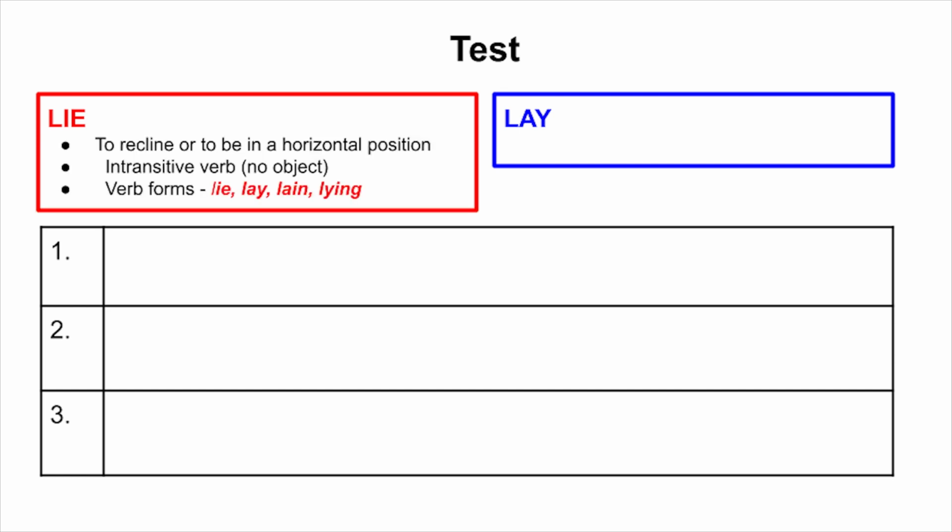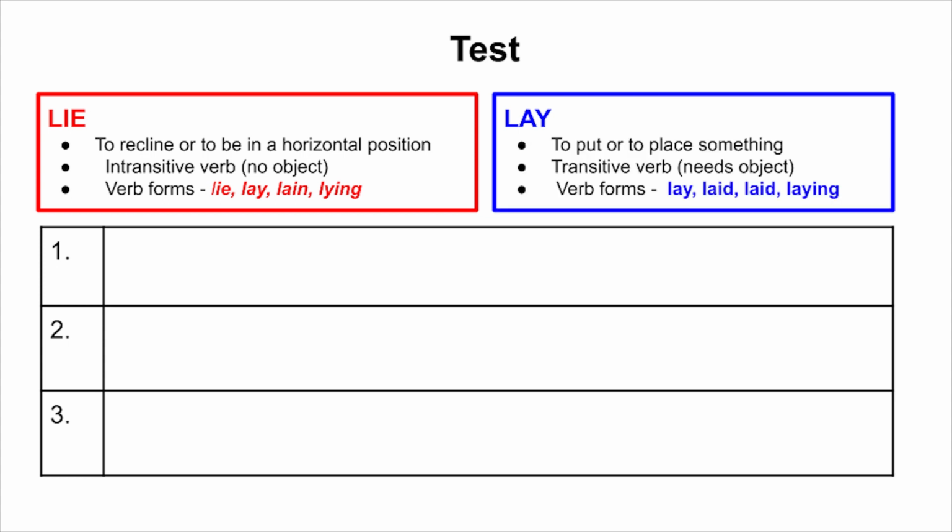Remember, lie means to recline or to be in a horizontal position. It is an intransitive verb, which means it does not need an object to complete its meaning, and the verb forms are lie, lay, lain, and lying. Lay means to put or to place something. It is a transitive verb, which means it needs an object to complete its meaning, and the verb forms are lay, laid, laid, and laying.